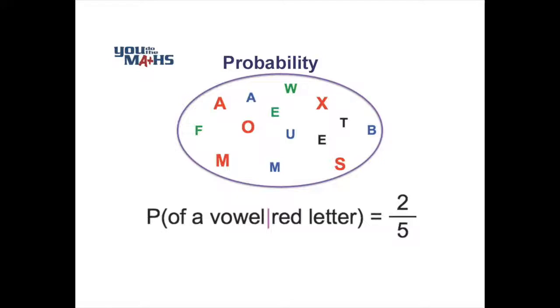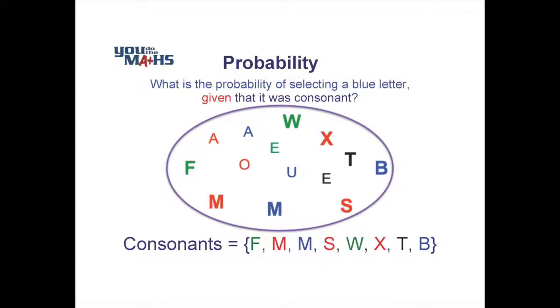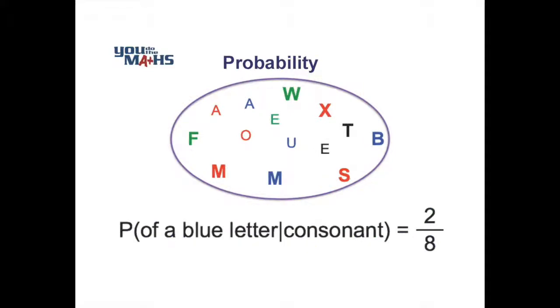Let's use the same letters, but this time make our condition that it has to be a consonant. So the question is, what is the probability of selecting a blue letter given that it was a consonant? So in our diagram of letters, what we'll do is we'll first of all identify all the possible consonants because that's our condition. And you'll notice that there are 8 favourable outcomes now, in other words 8 consonants. Of those 8 consonants, 2 of them are blue. So the probability of a blue letter, given that it has to be a consonant, is 2 out of 8.